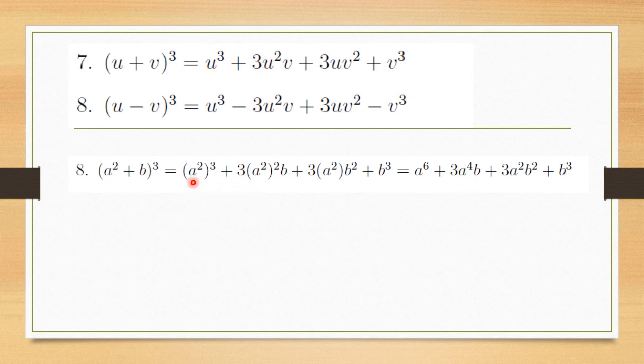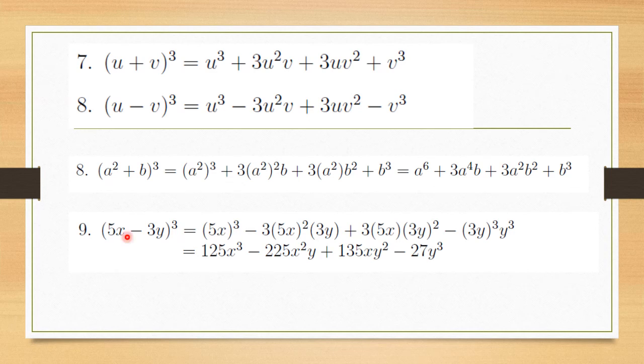You've got u cubed, a squared cubed, plus 3u squared, that is the square of a squared, times v, that is your b, plus 3uv squared here, and that is 3 times a squared times the square of b, and then b cubed. And then simplification. So you've got a squared cubed. Review your knowledge in laws of exponents. A to the m raised to n is a to the mn. Multiply. So a to the 6th. Here, 3 times a to the 4th times b. Here you'll have 3a squared b squared plus b cubed.